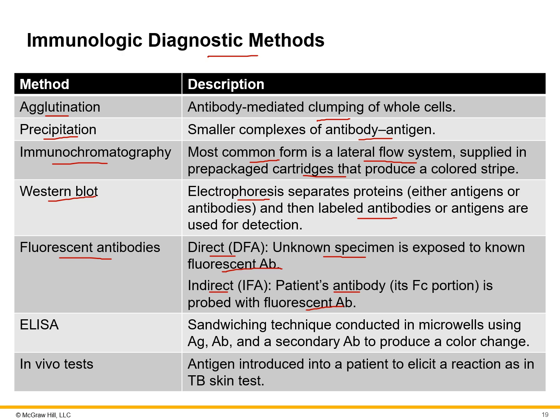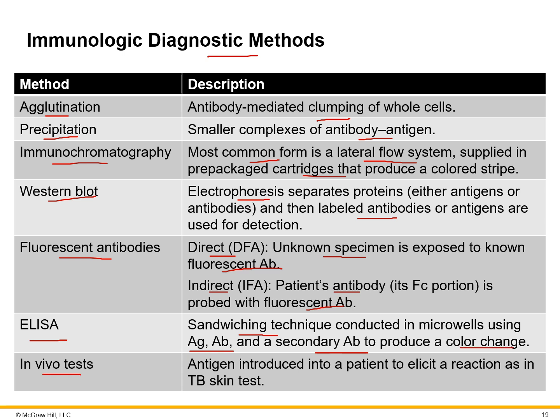collection. And then an ELISA, which is referred to as a sandwiching technique. It uses small wells to look for antibody and antigen reactions, and then another antibody is added on top of it to produce a color change.